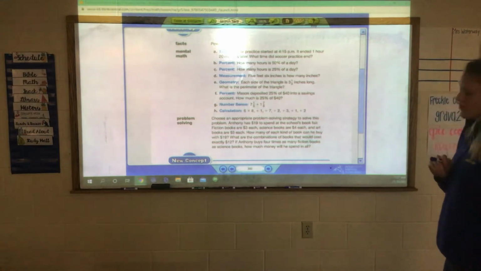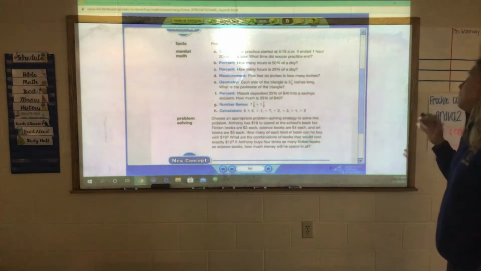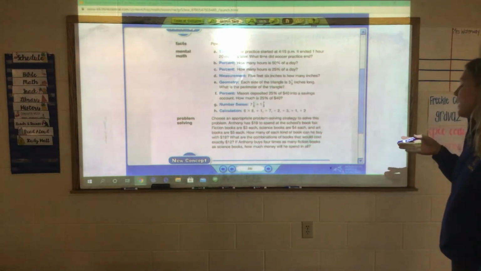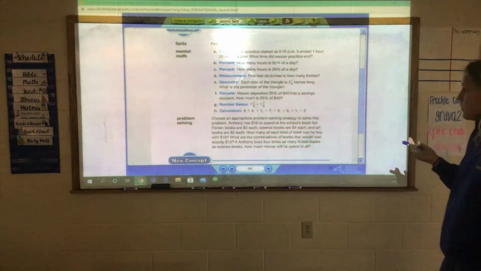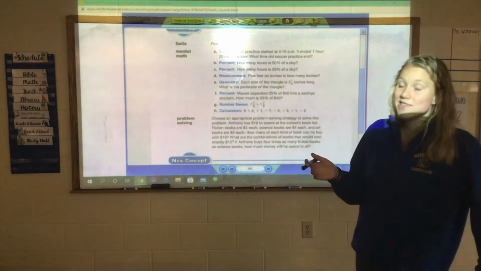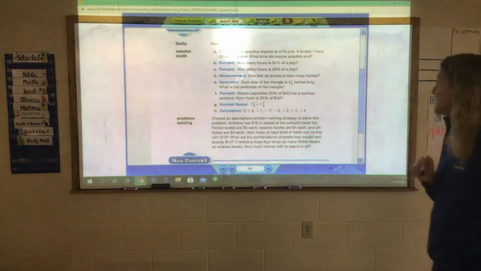5 feet 6 inches is how many inches? Well, 5 feet is 12 times 5, and 12 times 5 is 60. And then plus 6 more inches, 60 plus 6 is going to be 66 inches.